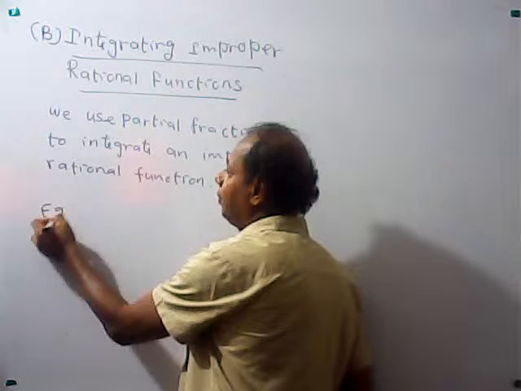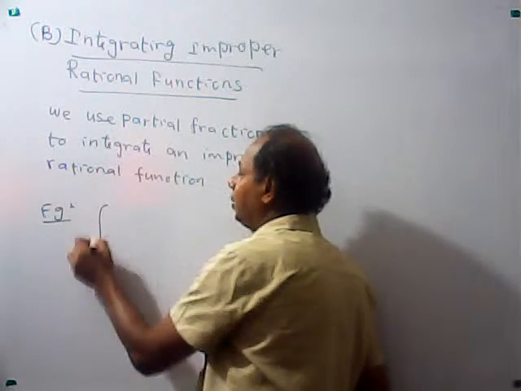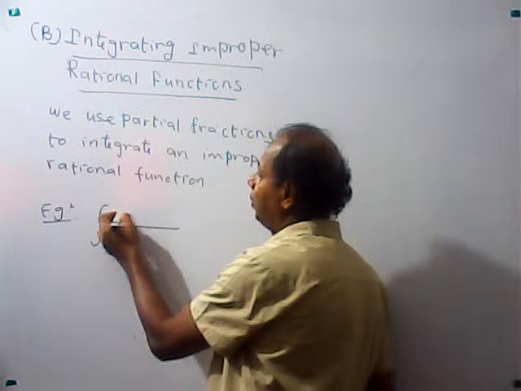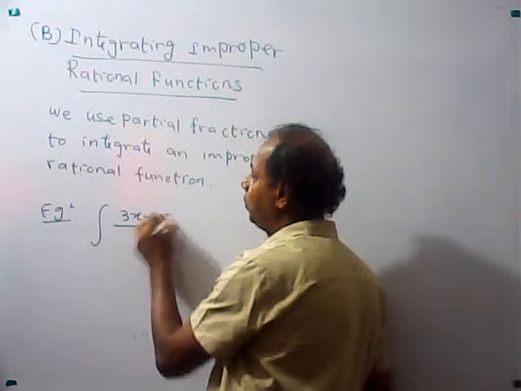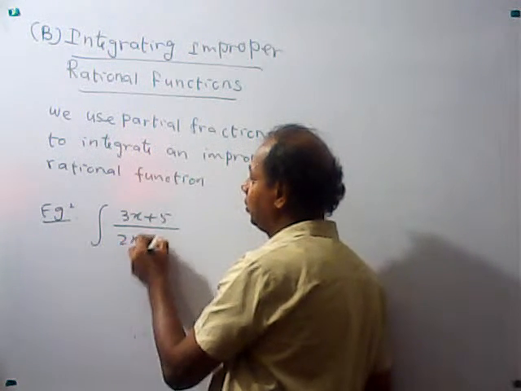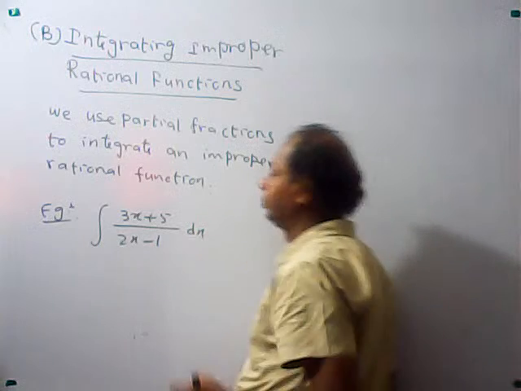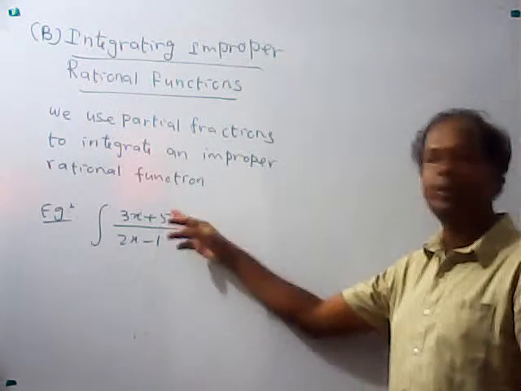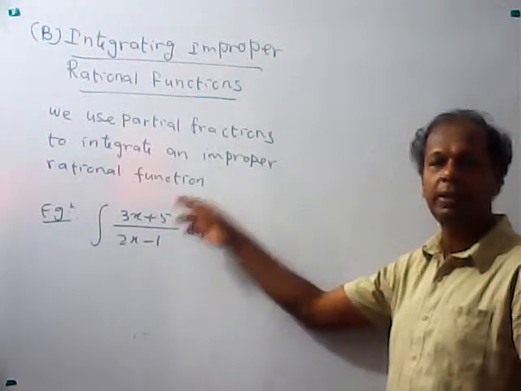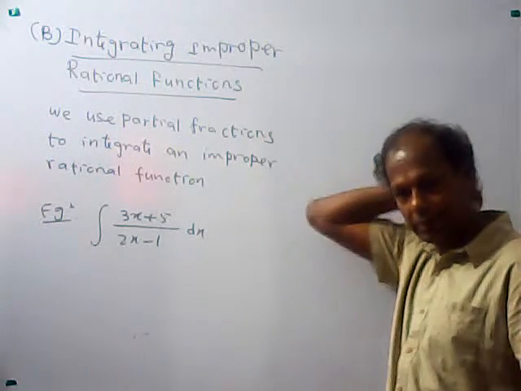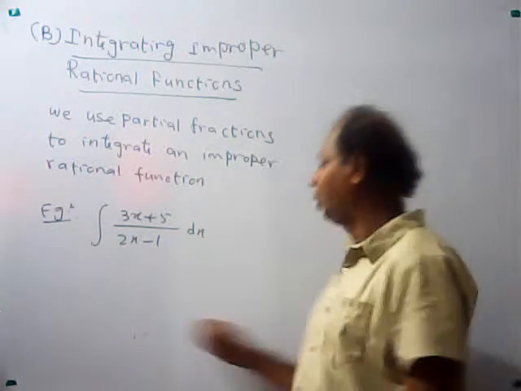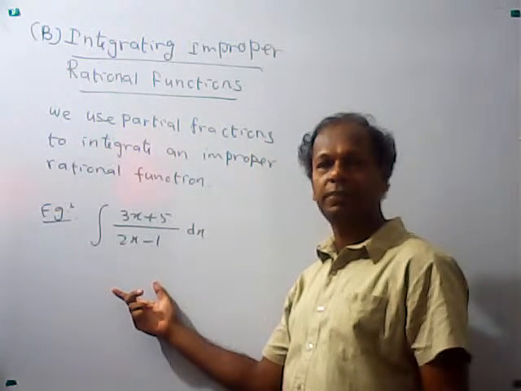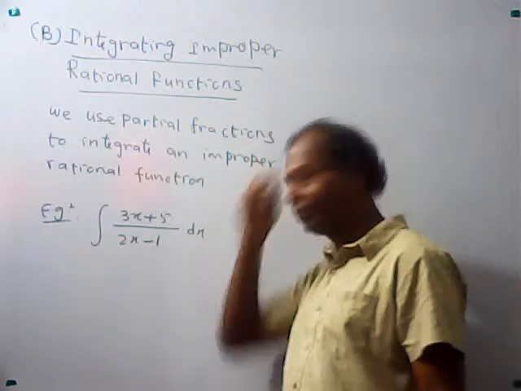Example, we take a simple example. Say the integral of 3x plus 5 over 2x minus 1 dx. So it's an improper rational function, the denominator and numerator of the same degree. I taught you a simple method of finding partial fractions of these improper rational functions.